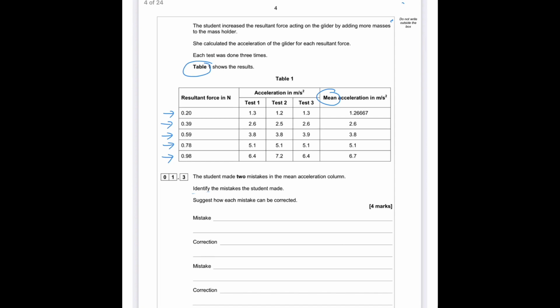It says the student made 2 mistakes in the mean acceleration column. Identify the mistakes the student made and suggest how each mistake can be corrected. So the first mistake is here. We shouldn't give a result to more than 2 significant figures because that's how we recorded our results in test 1, test 2 and test 3. And our second mistake is here because the mean calculation for the acceleration has included an anomalous result. If we have an anomalous result, it shouldn't be used in the calculation of the mean.